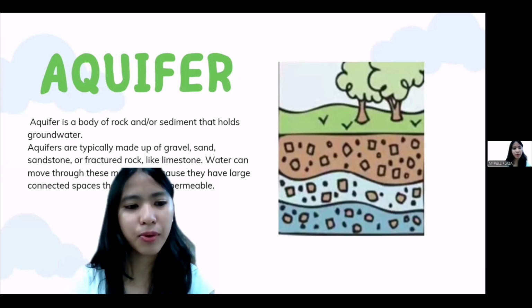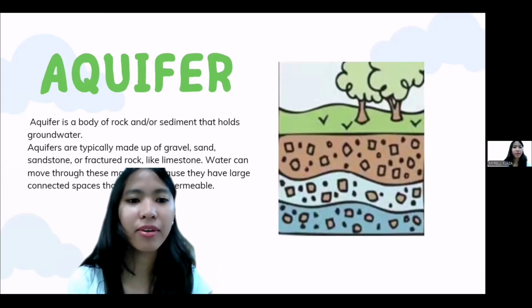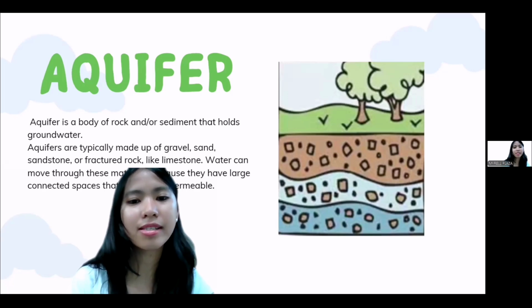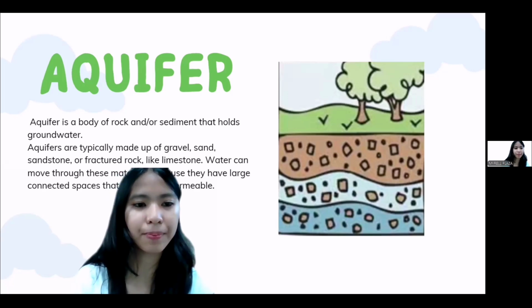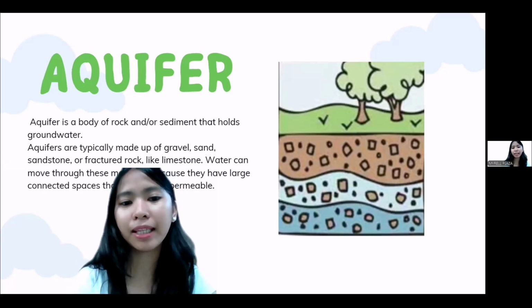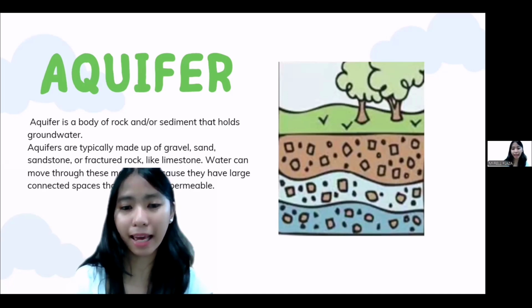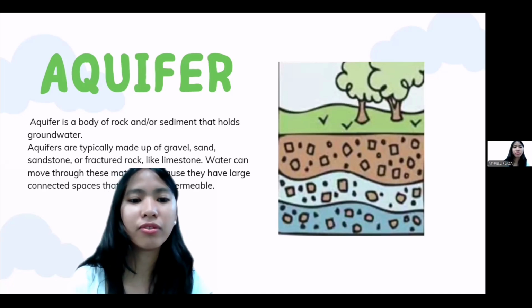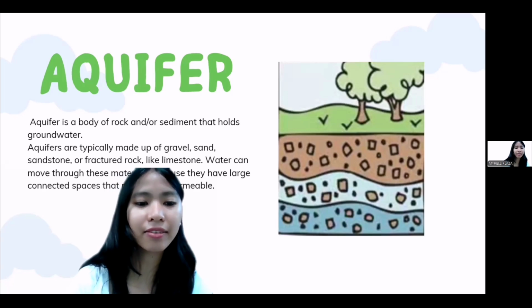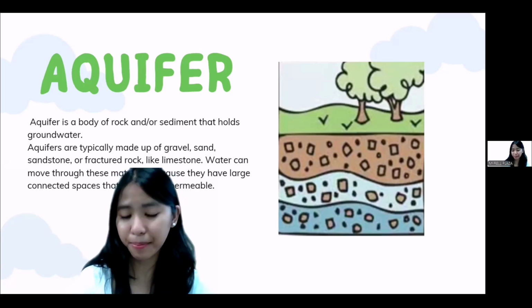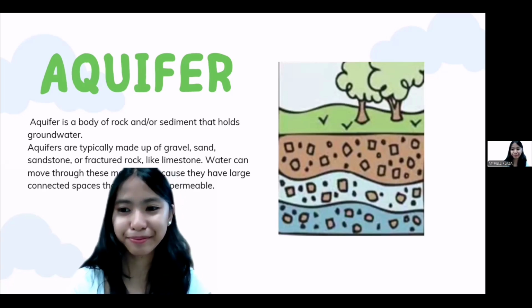Next, we have the aquifer. An aquifer is a body of rock and or sediment that holds groundwater. Aquifers are typically made up of gravel, sand, sandstone, or fractured rock like limestone. Water can move through these materials because they have large connected spaces that make them permeable.